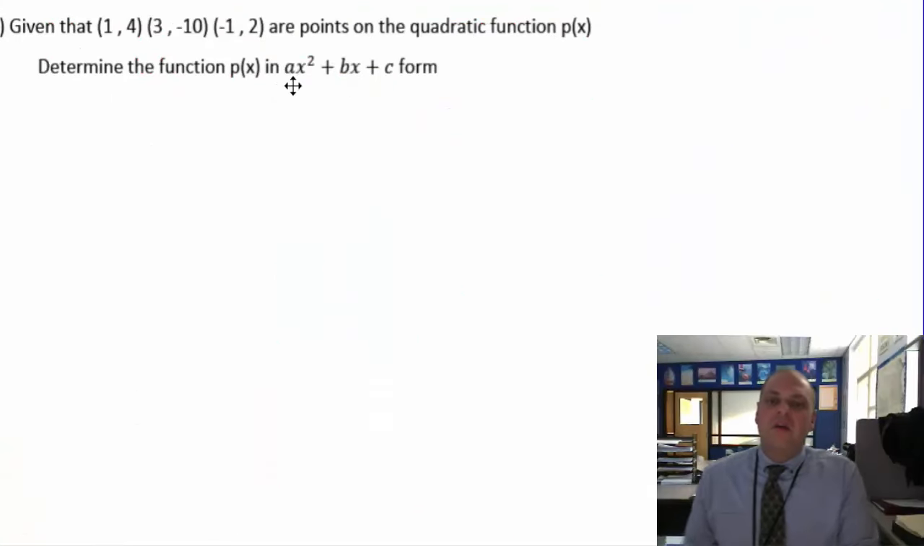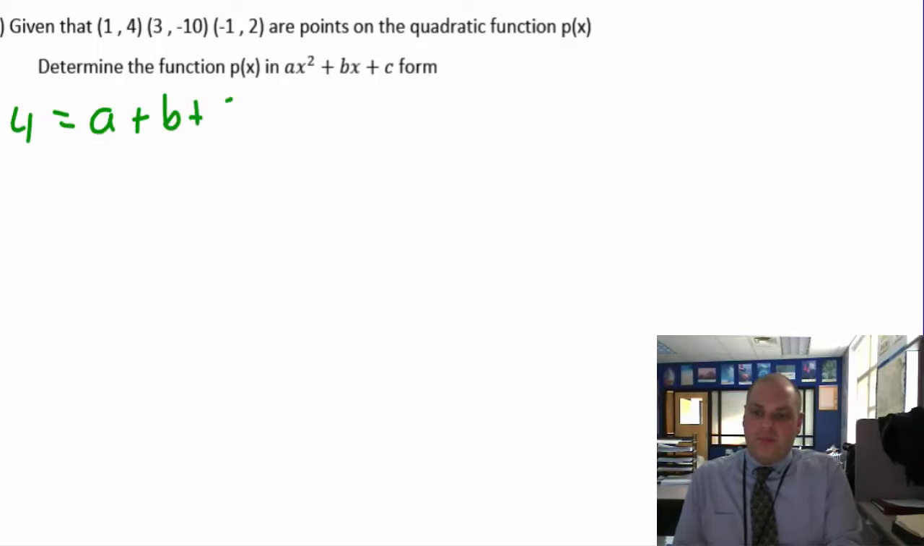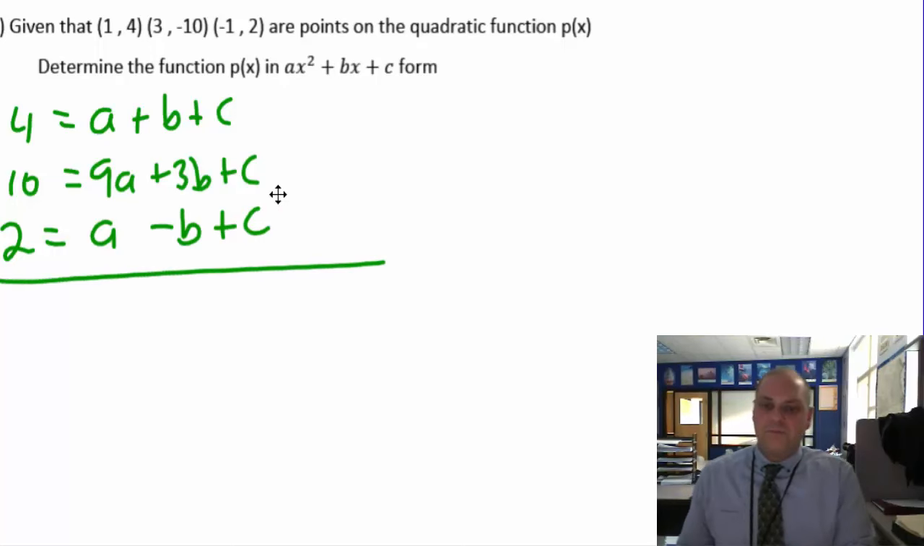Given these 3 points with this, y equals blah, blah, blah, set up your system of equations. We've done a bunch of these. All right, so it's going to be 4 equals a plus b plus c. Then it's going to be negative 10 equals 9a plus 3b plus c. And then 2 equals negative 1 squared is 1. So a minus b plus c. So there's my system.